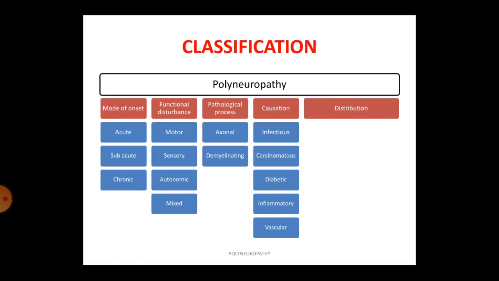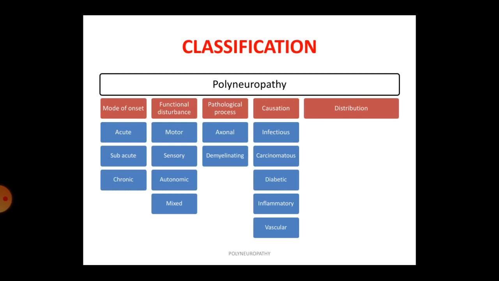Now based on causation, that is nothing but etiology. So if infection is the cause, it is known as infectious polyneuropathy. If it is carcinoma, okay, generally a few polyneuropathies are associated with sarcoma, lung carcinoma. Sometimes it is Hodgkin's disease or lymphoma. Okay, so all these are examples of carcinomatous polyneuropathy.